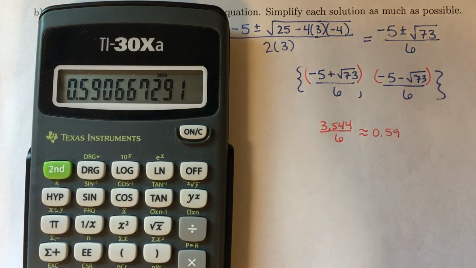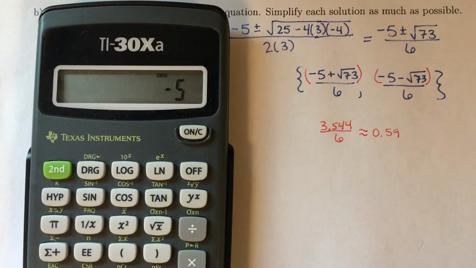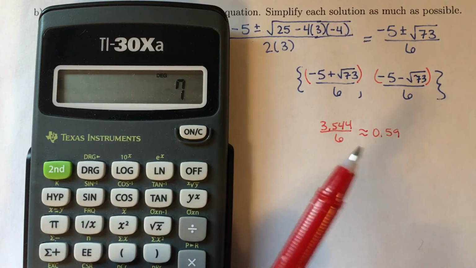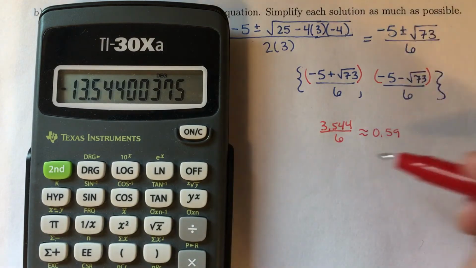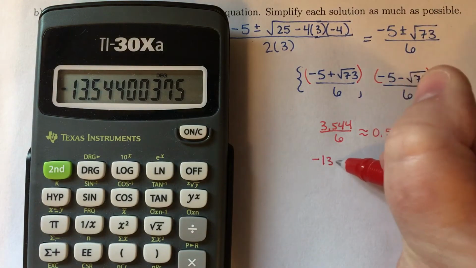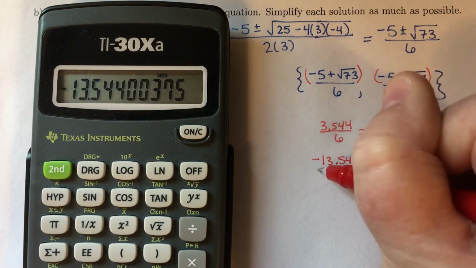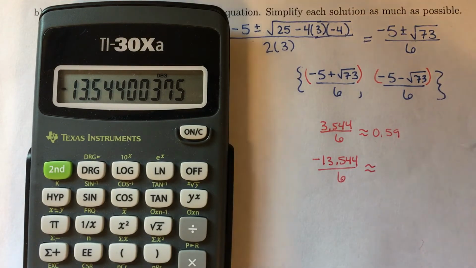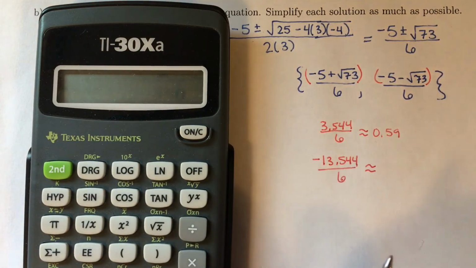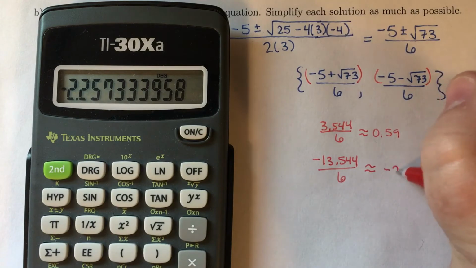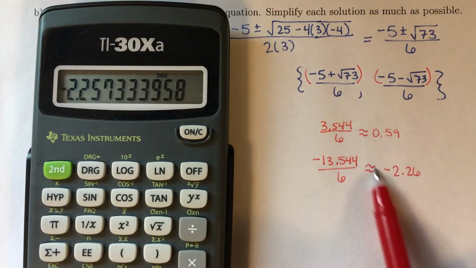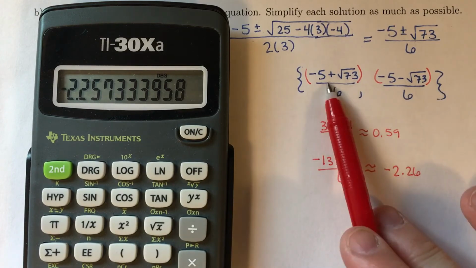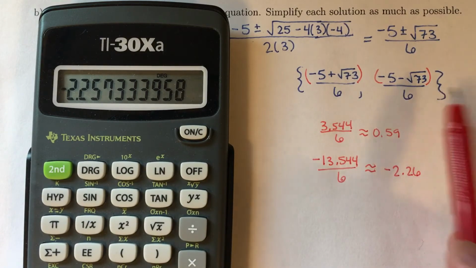Then the other one, I'd type the 5 and then negative minus 73 square root equals. And that would be negative 13.544. And again, now we divide by 6 equals, and I get negative 2.26 approximately. So notice I'm using the squiggly lines for approximately. These are not going to be exact values.